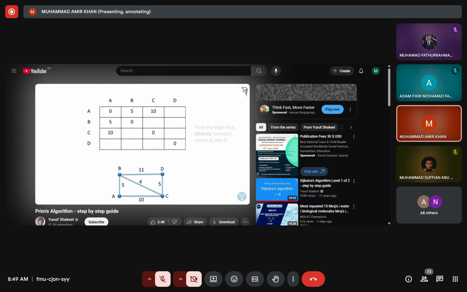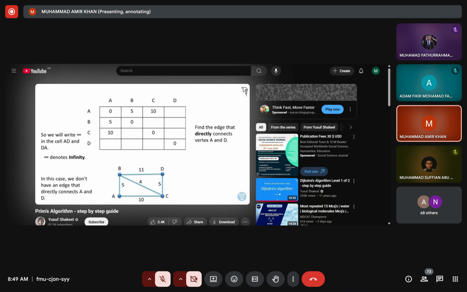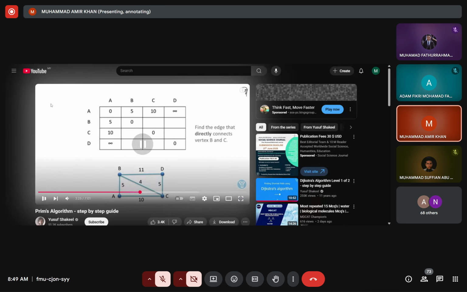Understand? And then we will find the edge that connects A to D. In this case, A to D, we don't have an edge that directly connects A and D. So if this is the case, we will write infinity. We will write the sign of infinity in cells AD and DA because we don't have a direct connection.